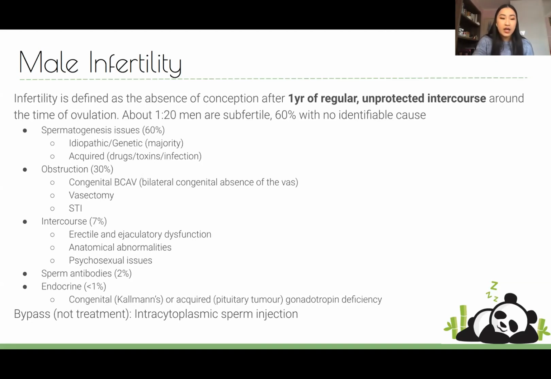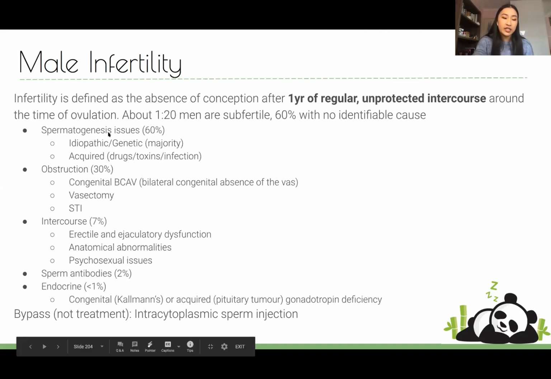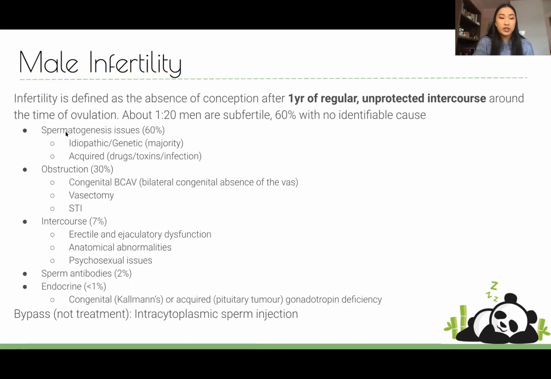Male infertility, there's 2 important categories that you really need to know about. The other 3, not so important. It's most commonly an issue with spermatogenesis, and within that, most commonly idiopathic or genetic. It can also be acquired, so it can be a result of drugs, toxins, infection, radiotherapy, all that sort of stuff. The second most common category would be obstruction.